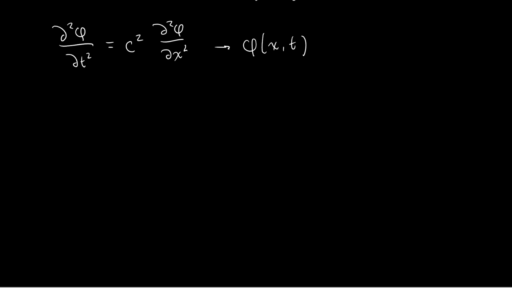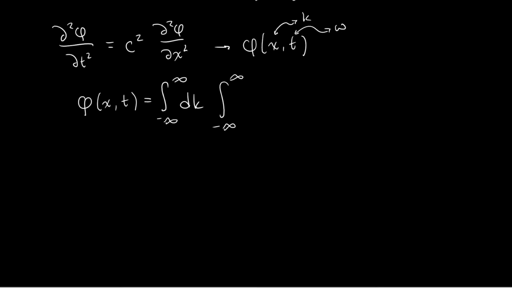So now what I'm going to do is I'm just going to rewrite this. I'm going to introduce Fourier transform variables for both x and t. This guy will go to k, and this guy will go to omega. So that I can write this as a double integral, minus infinity to infinity dk, minus infinity to infinity d omega, phi tilde of k, omega, e to the i k x, e to the i omega t, right?